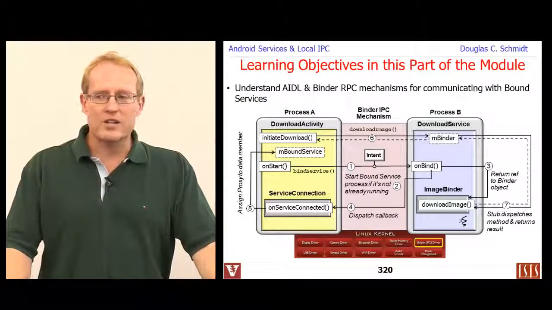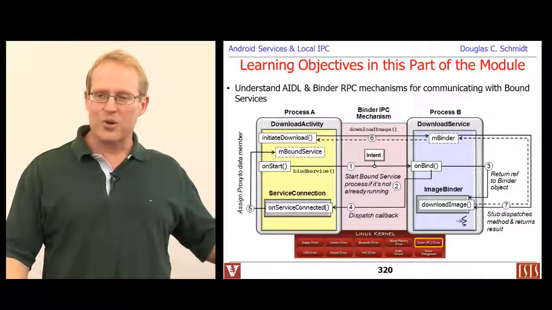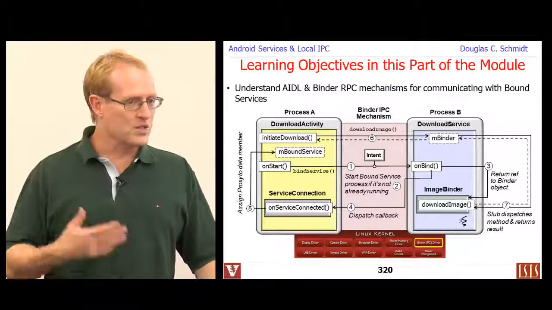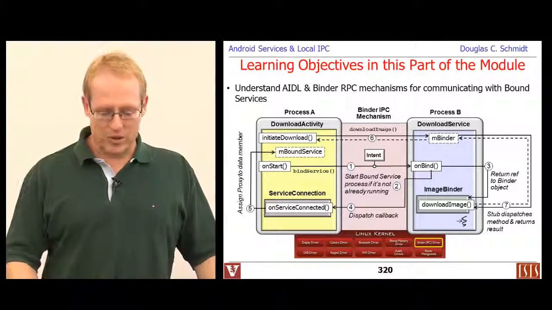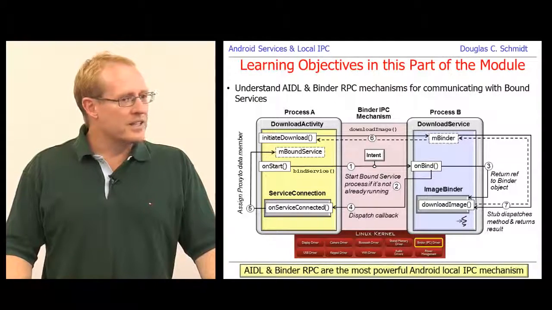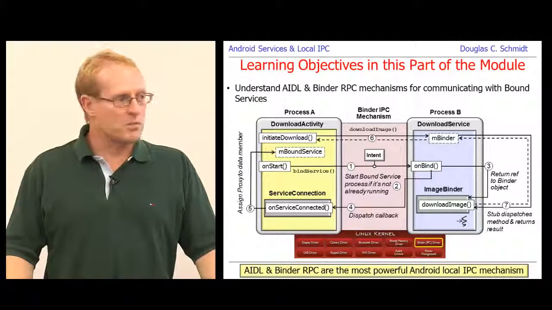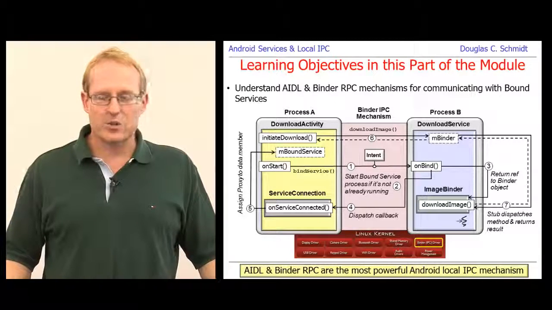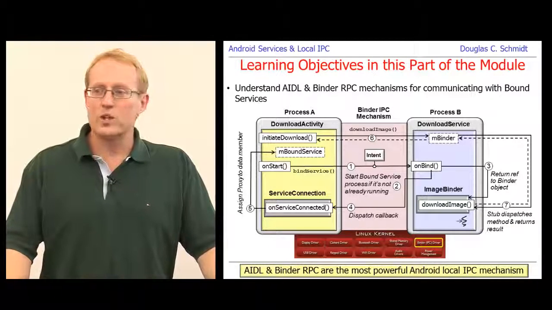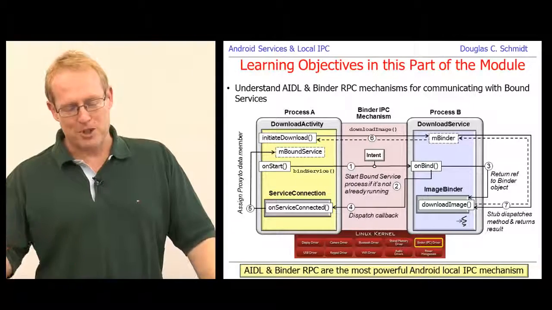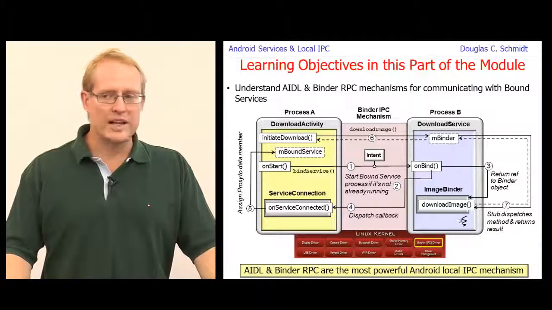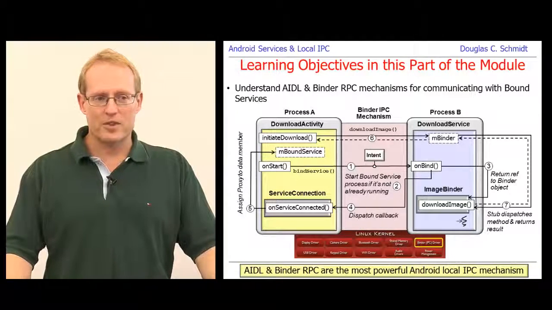So I strongly recommend you start as soon as you can. What we're going to cover here are all the things that go on in this wonderfully colorful and detailed diagram, and I'll break them down one step at a time and explain how it all works. AIDL and binder RPC are the most powerful local inter-process communication mechanisms in Android. They let you do a lot of interesting things. Once you master what is actually not that much complexity, you'll find it's probably the right way to go for a lot of things. There are certain cases where it's overkill, but it's often the right thing to do.